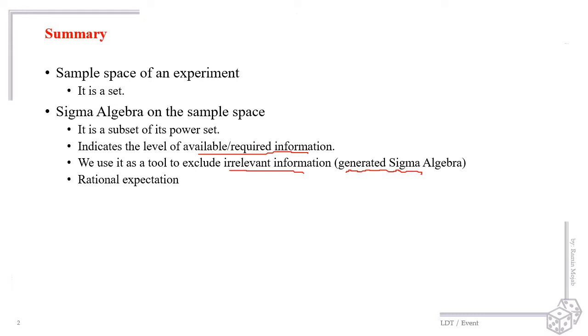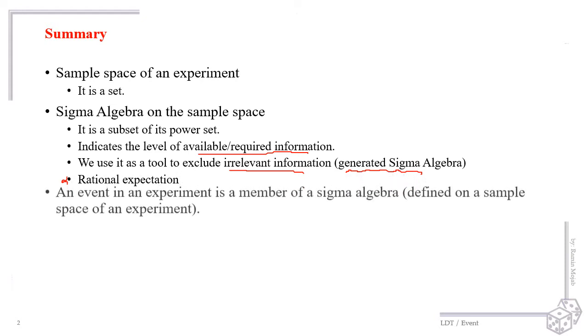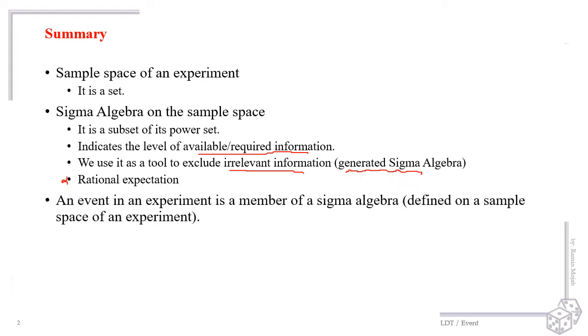And if you're familiar with macroeconomics and rational expectation, you might find it useful because later we will use it to define the conditional expectation. And I'm going to define an event. An event in an experiment is a member of the Sigma algebra that is defined on the sample space of the experiment.